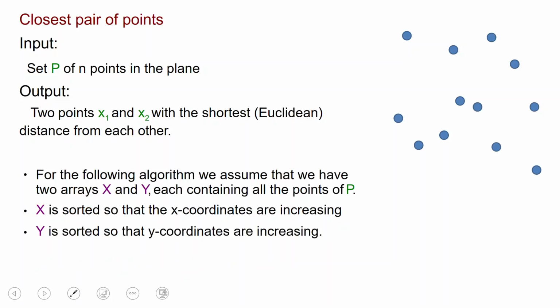For this algorithm, we are going to assume that we have two arrays, x and y, each containing all the points in P, and moreover, x is sorted with increasing x coordinate, so this way. So for example, x could list the points in this way, first this, then this, then this, and so on. And y is sorted with increasing y coordinate. So y would list the points in this order. This.